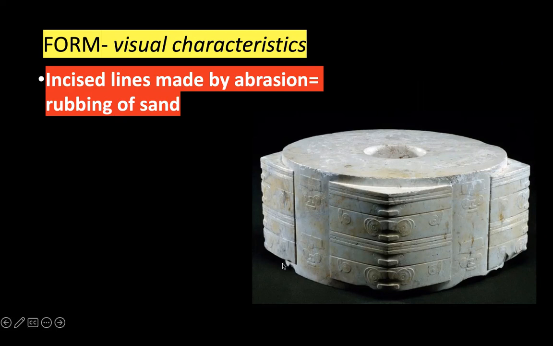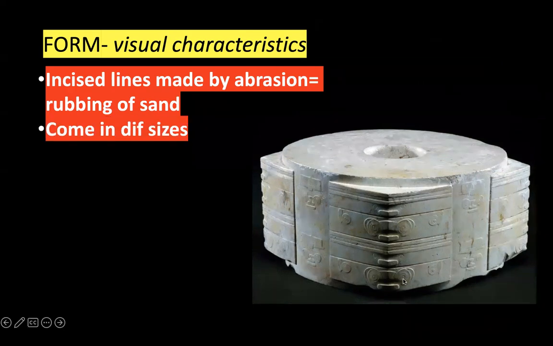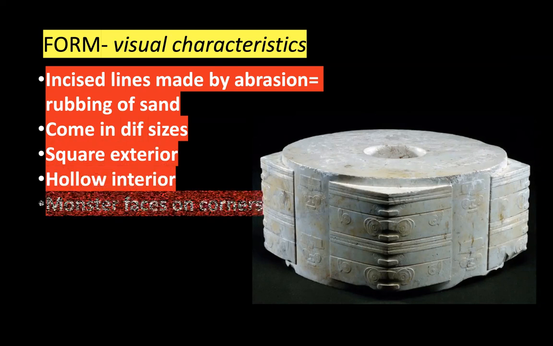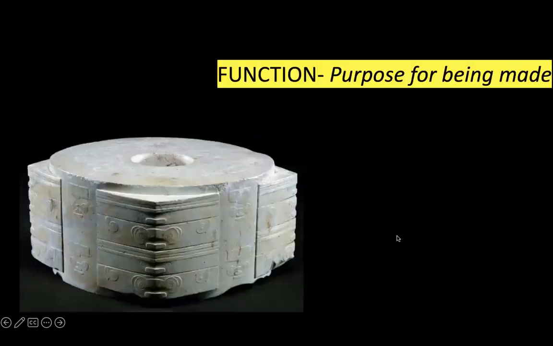So the way that this was carved, it wasn't carved using a tool. It was taking sand and rubbing the sand to make these marks. And that's because the stone, this type of material, this jade, no tool is stronger than it. So they didn't have a tool to carve into it. There's a whole bunch of these, and these come in all different sizes. They have a square exterior and then hollow circular interior. And then these have been described as monster faces on the corners.